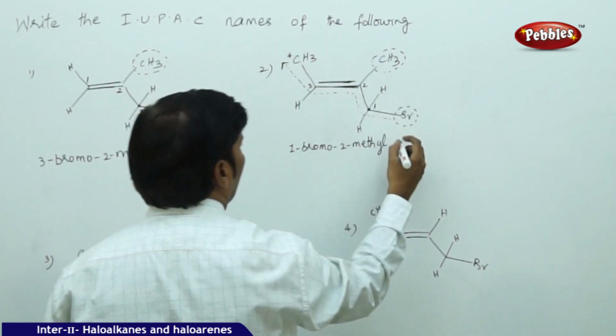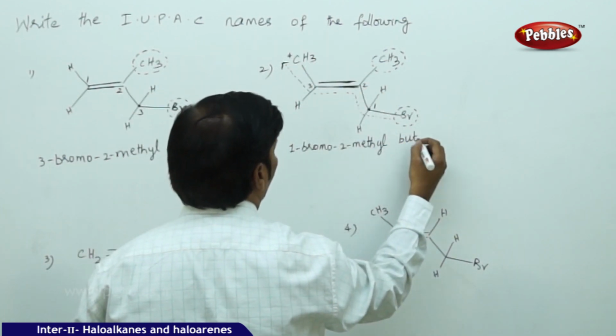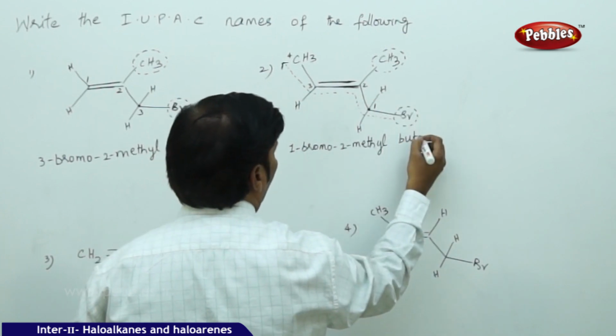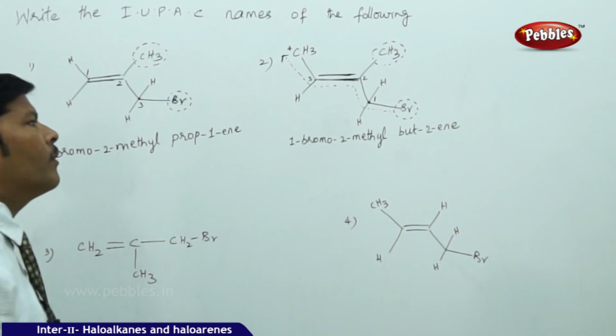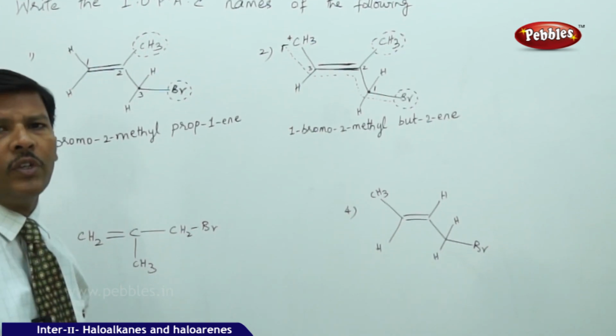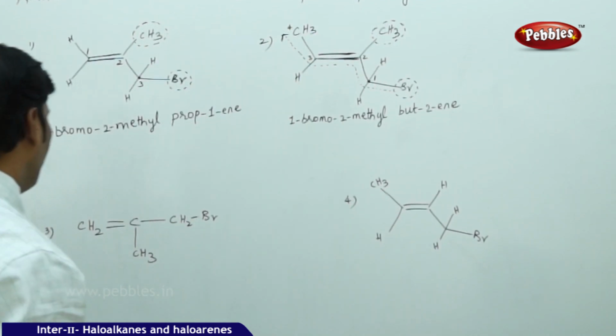Because the longest chain is 4, take the root word but. The double bond is located after the second carbon, so use a hyphen, 2 ene is the IUPAC name. 1 bromo 2 methyl but 2 ene is the IUPAC name.